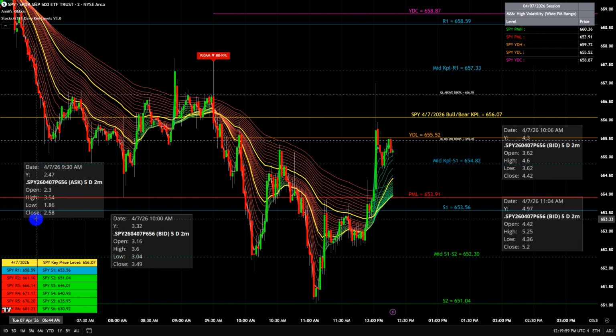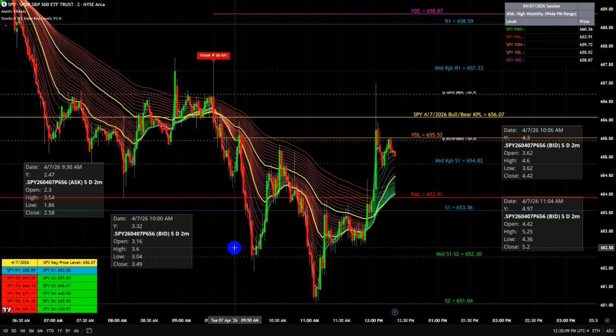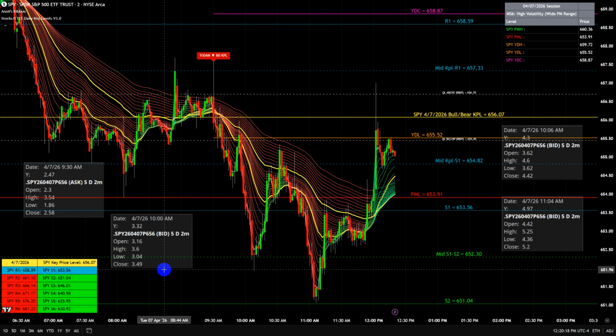The ask price on the 9:30 a.m. candle close, $2.58. So that is going to be $258 per SPY 656 put. Here on the 10 a.m. candle, we have the hit of the S1 level, that's your scalp only exit, and the bid on the close of that candle, $3.49.